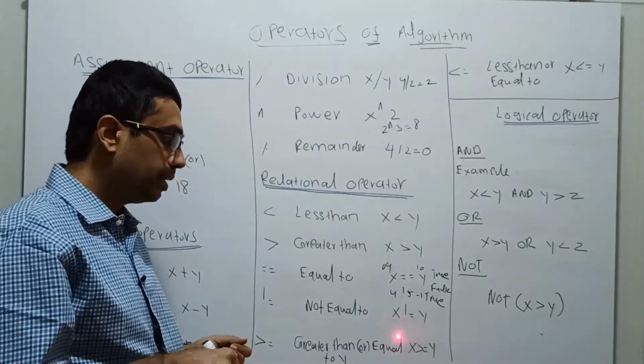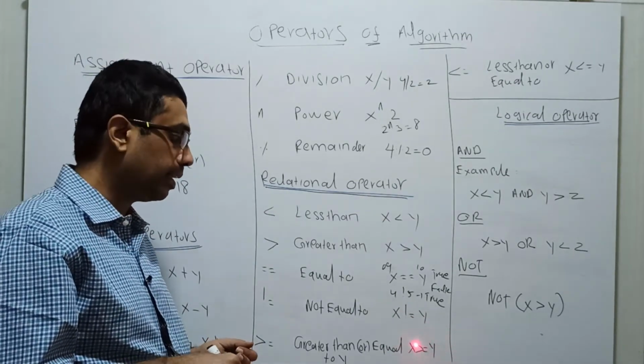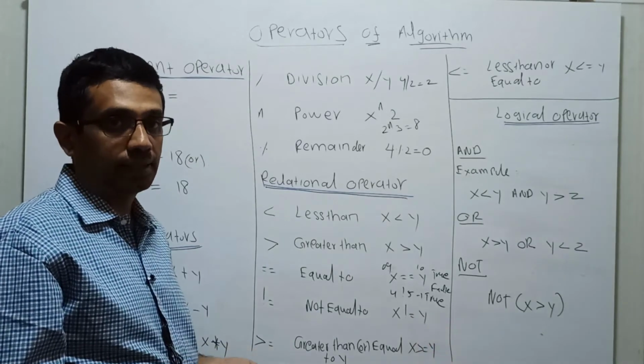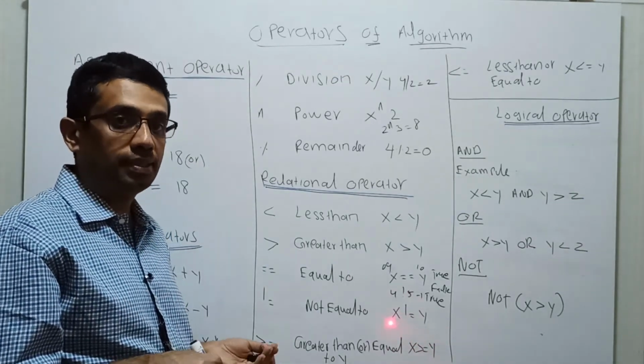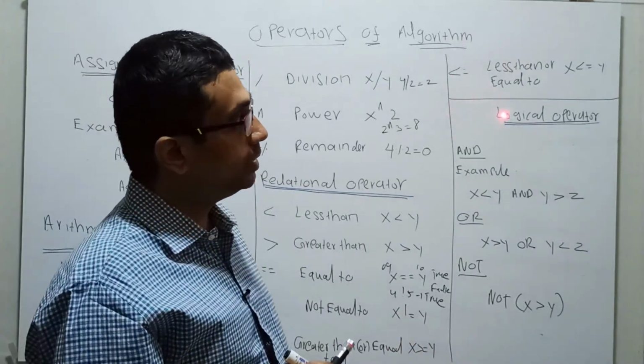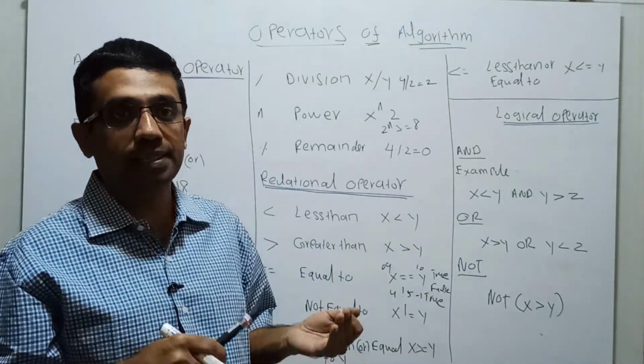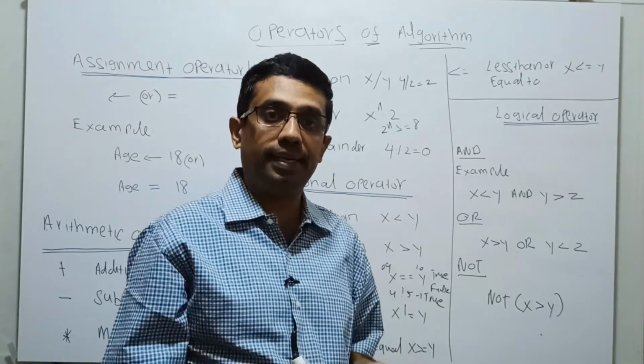For example, 7 greater than or equal to 6 is true. 5 greater than or equal to 6 is false. 6 greater than or equal to 6 is true. Likewise, we have less than or equal to. 4 less than or equal to 5 is true. 5 less than or equal to 5 is true.